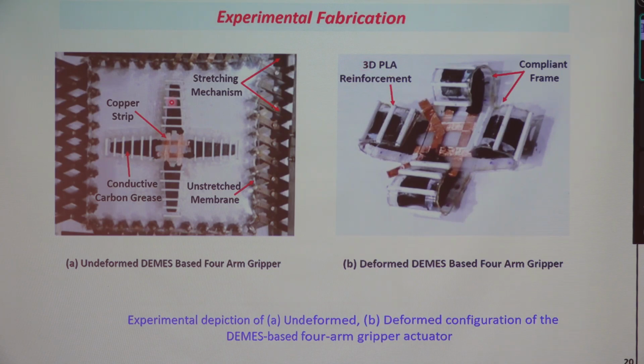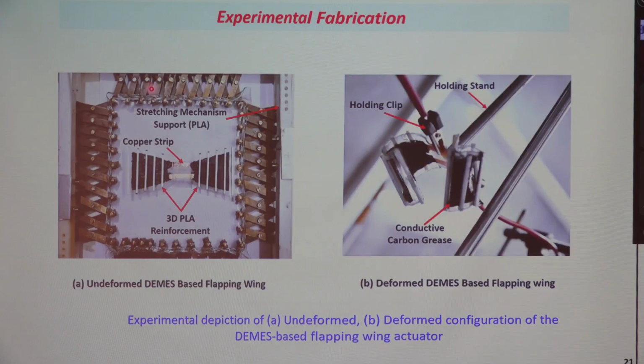You see, this is the actual experimental four-arm gripper that we have fabricated. Then this is the flapping wing that we have discussed. This is the 3D PLA reinforcement I have already discussed with you. Now this is the stretching mechanism that you have in view here, and when we release it, it will look like this. This is the initial configuration, no voltage is applied. In the second stage, we already have the copper sheet and the carbon grease, and we have already connected the terminals to that also.